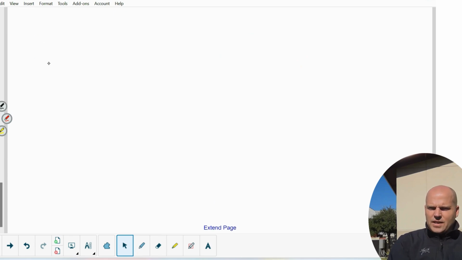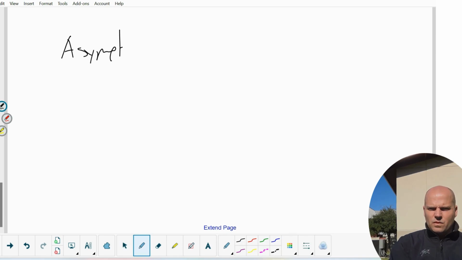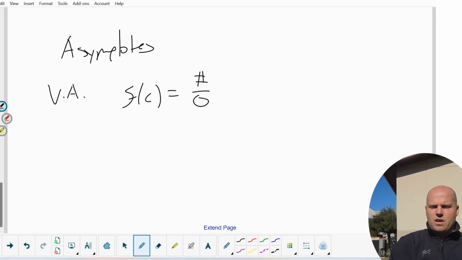And then we have asymptotes. There's 2 types of asymptotes. We got vertical asymptotes. Vertical asymptotes are when at a certain value, you'll get like a number over 0. And we might want to look to the left and to the right to figure out whether we're trending towards positive or negative infinity. Now, vertical asymptotes, different from vertical tangents.